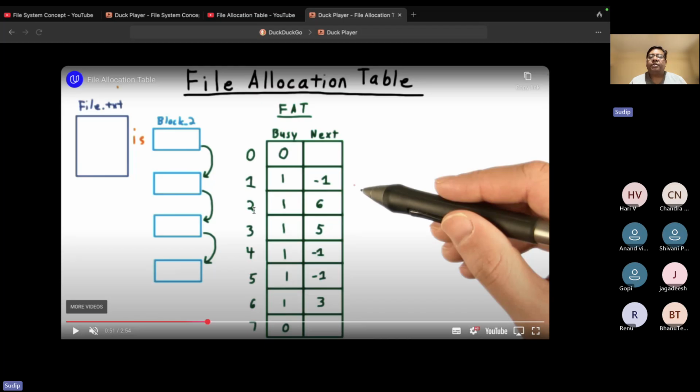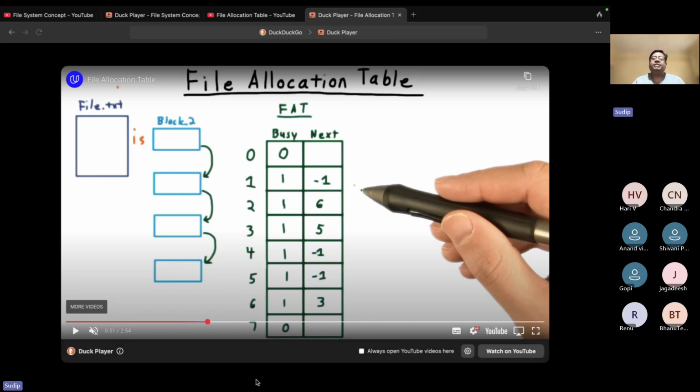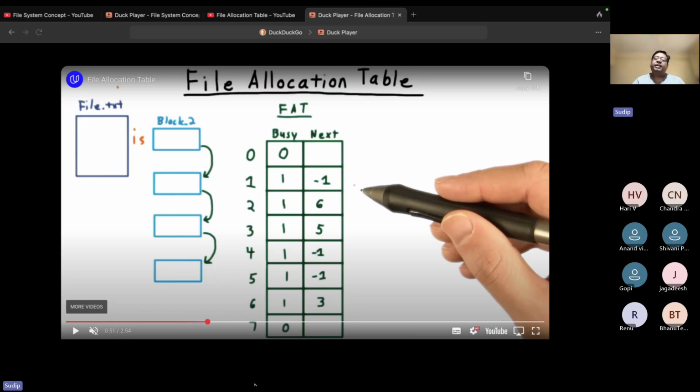Then from there you go to 2, it reads the one there, and then where should it go next? It should go to block 6. So it will go to block 6, read there, and then after that it will go to block 3. So like this, it's a continuous chain, right? Why does it have to maintain it like this?